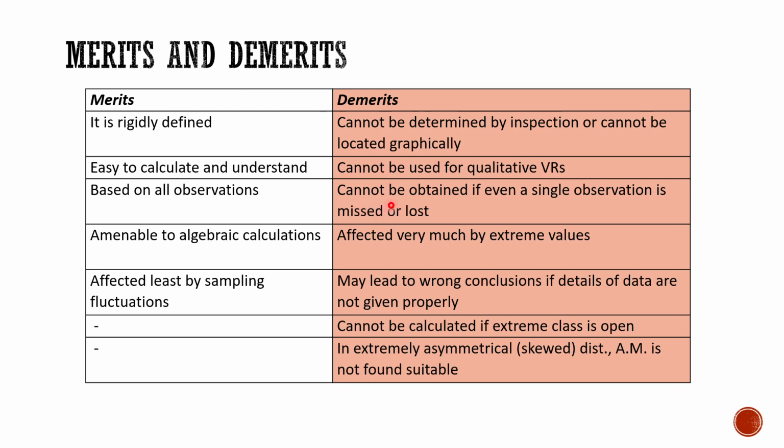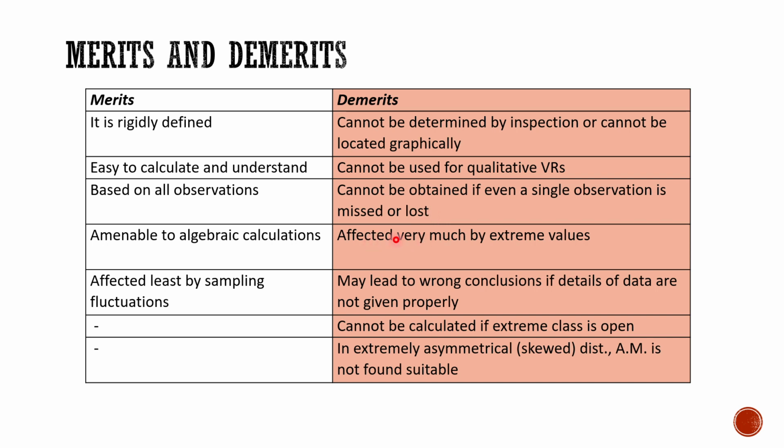The next thing is, it cannot be obtained if even a single observation is missed or lost, because you are using all the observations for the calculation of arithmetic mean. So if a single observation is missed out somehow, you cannot calculate arithmetic mean. The only way out of it is to take out that particular observation.